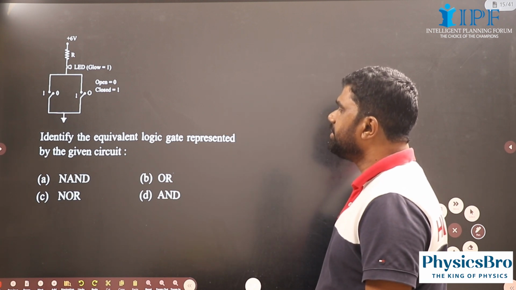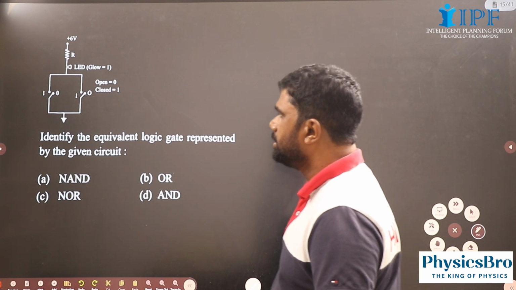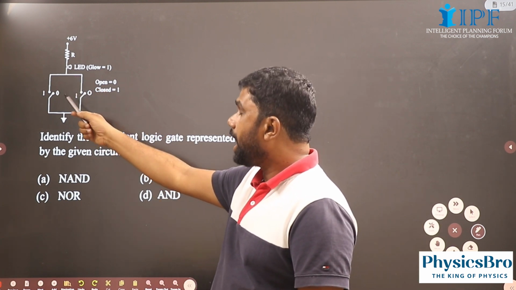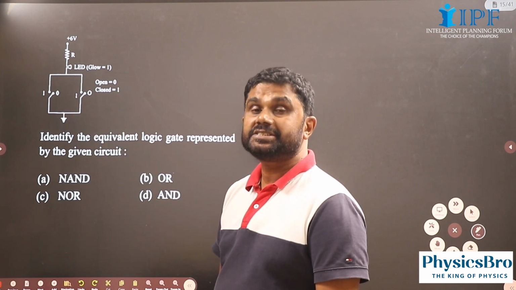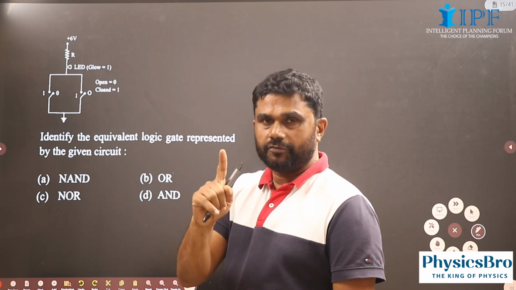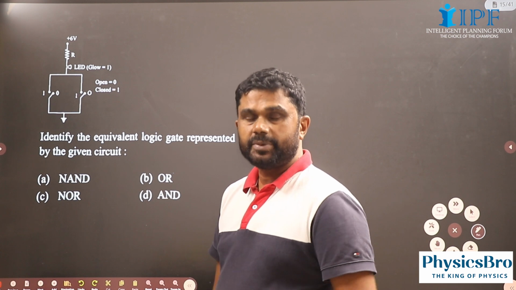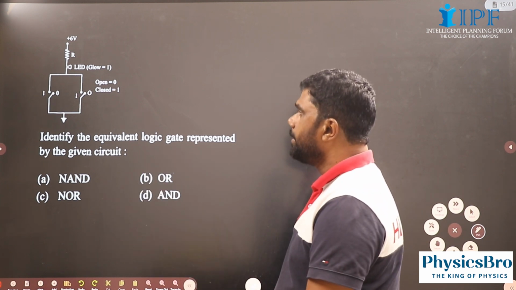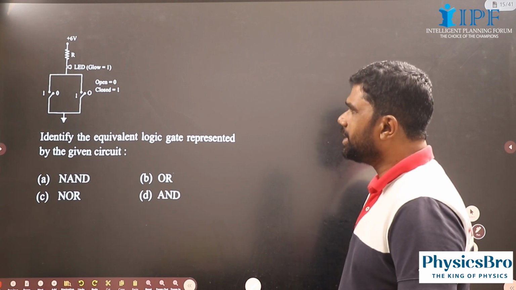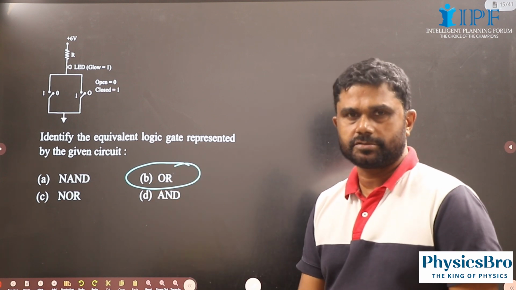Next, identify the equivalent logic gate represented by the given circuit. Children, see, this bulb will glow when either of these two switches is in the on position, when A or B is 1. When the switch A or B is in the on position, that bulb will glow. Means we will get an output when A or B is 1. Means it must represent an OR gate.